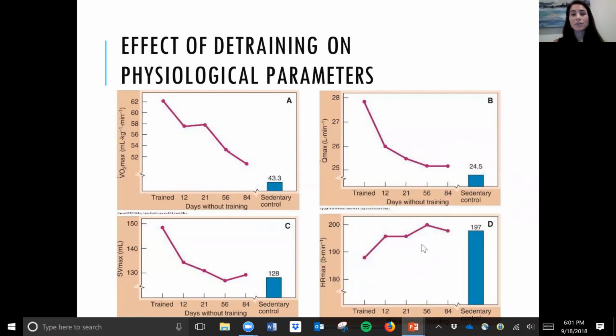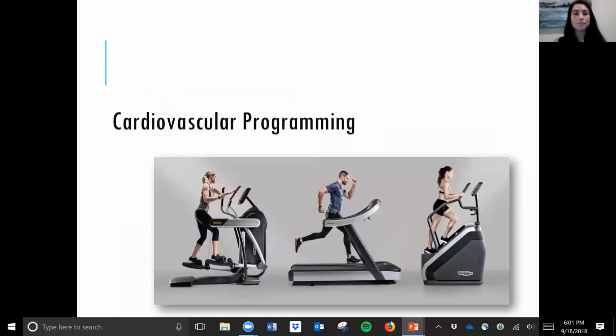What's interesting here is that heart rate max, going from trained to 84 days without training, is going to go higher. Something we would expect to see is that the more physically active you are, your resting heart rate is going to go down, and you're going to be able to control that a little bit.